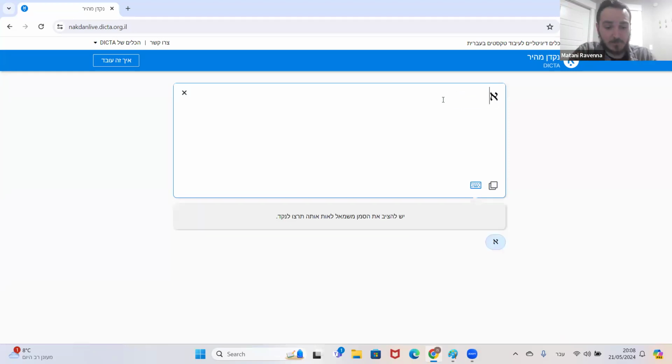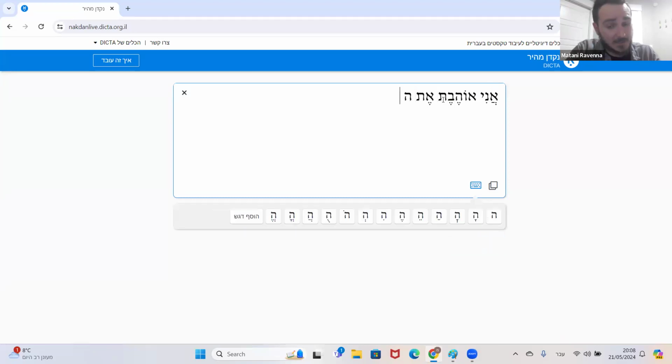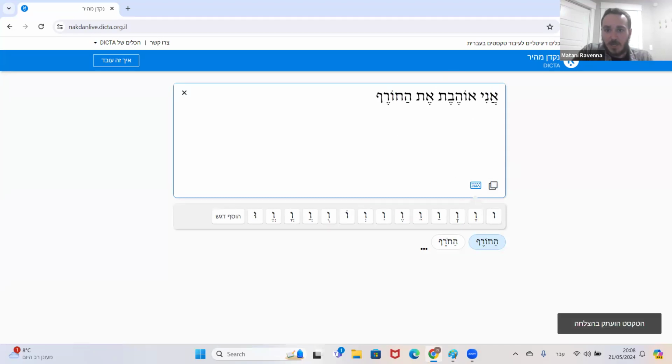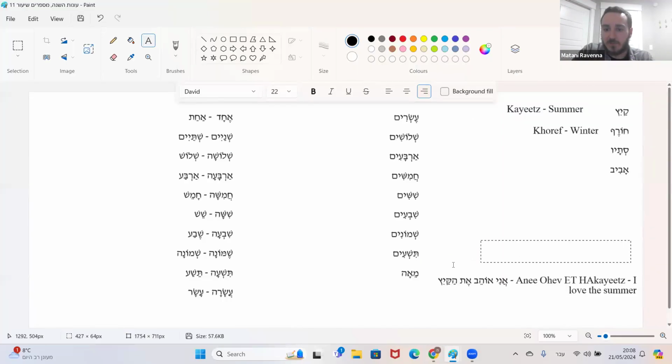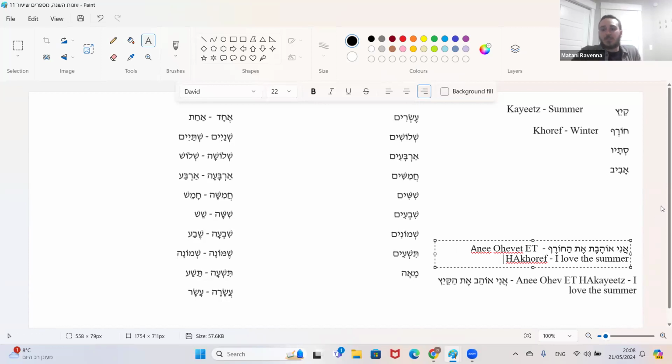Doing another example. Let's say, for the sake of the same example, I love winter in female form. אני אוהבת את החורף. It always wants me to use all the Hebrew. אני אוהבת את החורף. I love the winter. את capitalized. And this is speaking as a female. אני אוהבת את החורף.